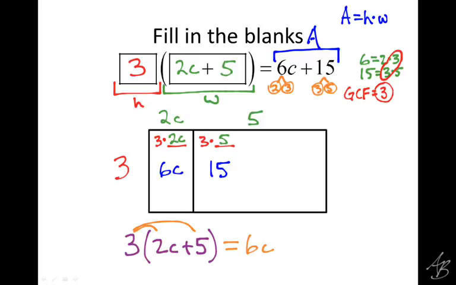6c. What's 3 times 5? 15. Where do you see a 6c plus 15 here? This equation that I just wrote is exactly the same as this up here, right? So what we did when we factored is the opposite of what we do when we do the distributive property.